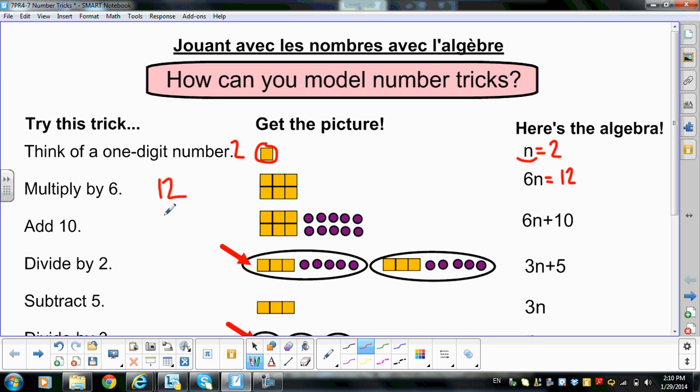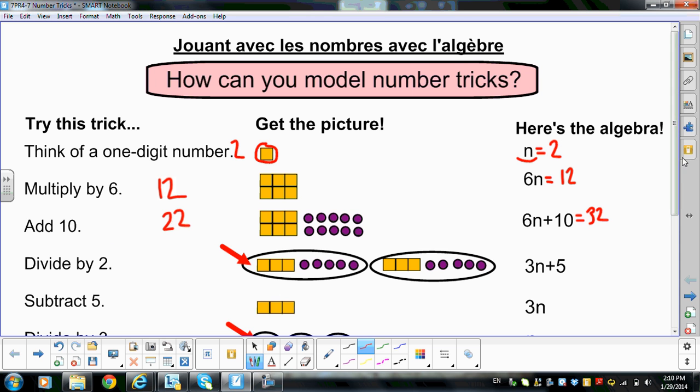So now I'm going to add on 10. And when I add on 10 to 12, I get 22. And I look over here, I have 10 purple counters added on. And over here, 6 times my number is 12, and 12 plus 10 is 32.